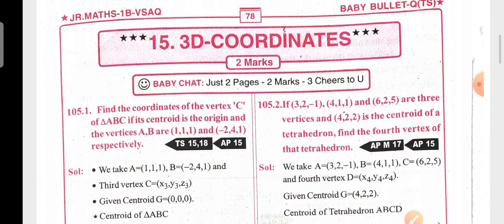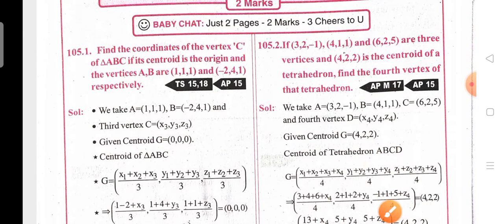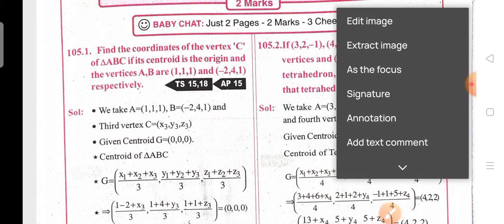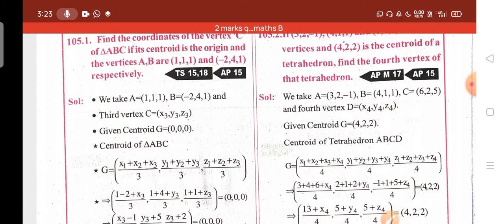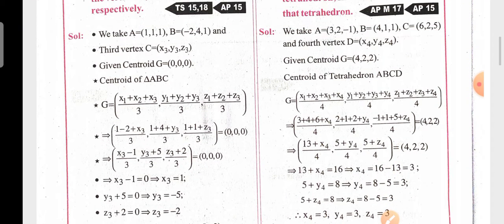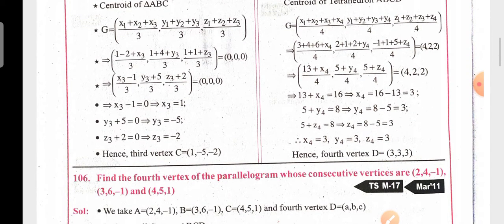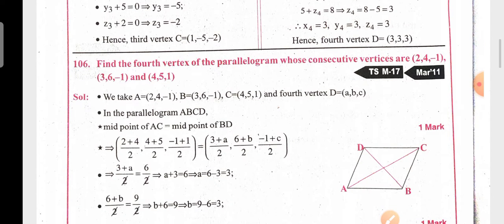Next, 3D coordinates. This unit is the 3-dimensional coordinates, the 5th unit. So this question was repeated again. This is also an important one.